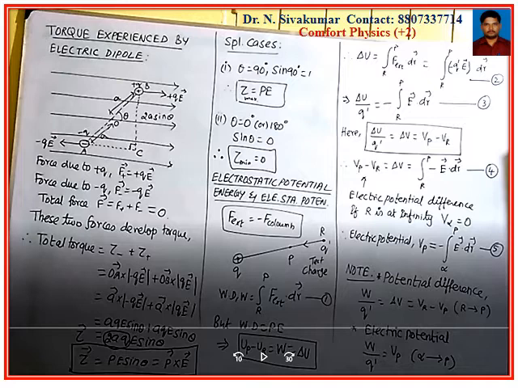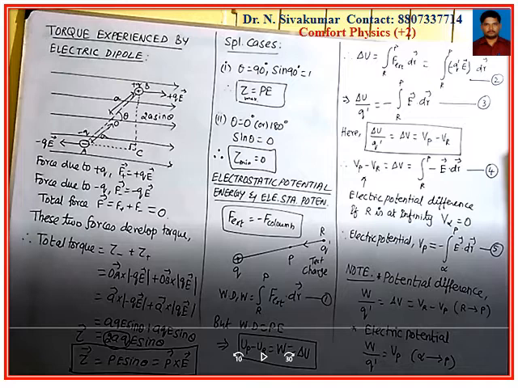Some special cases. If theta is 90, sin 90 is 1, therefore you get the maximum torque, which is equal to pE. If theta is equal to 0 or 180, sin 0 or sin 180 is 0, therefore you will have the minimum torque, that is tau minimum, which is equal to 0.